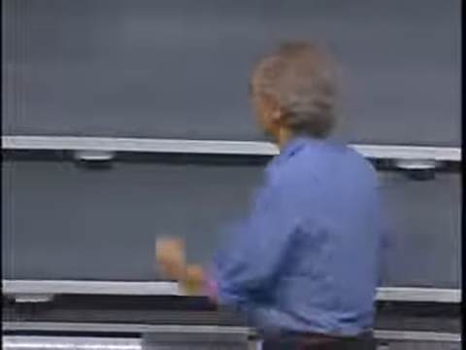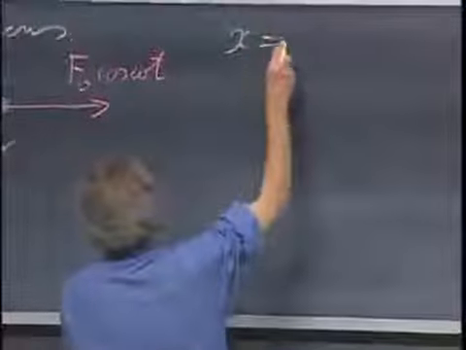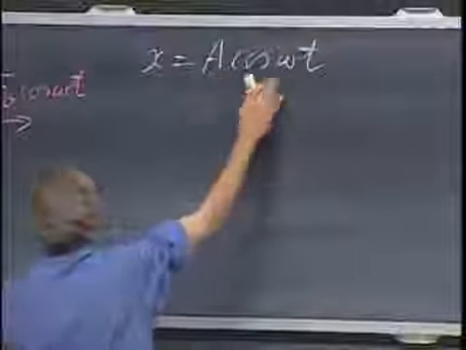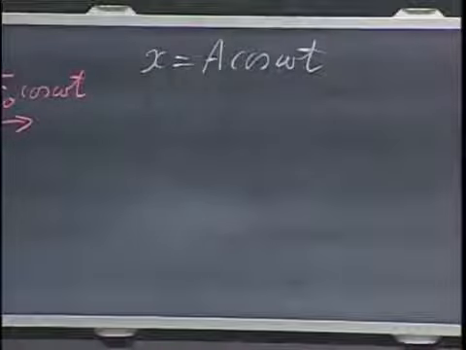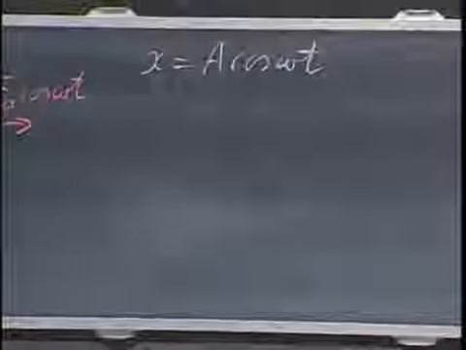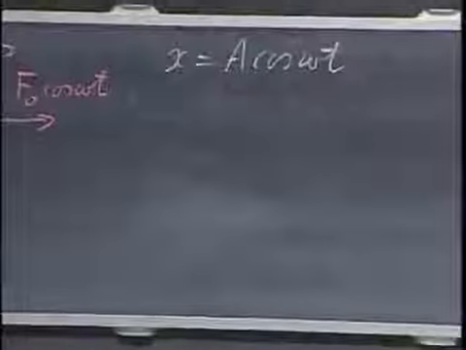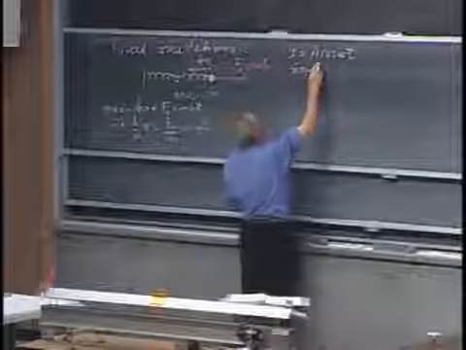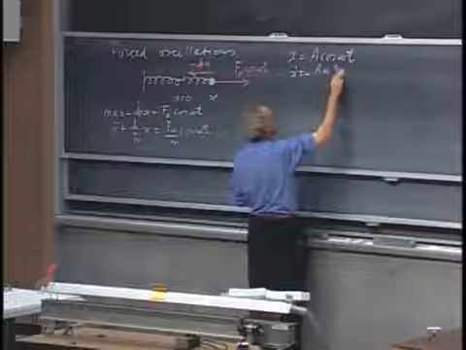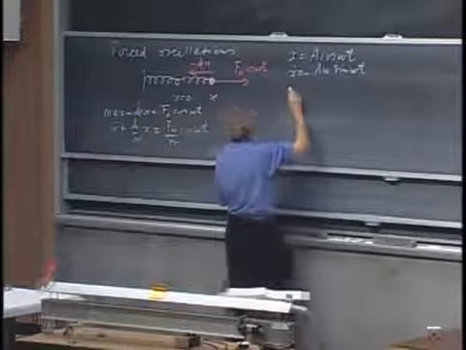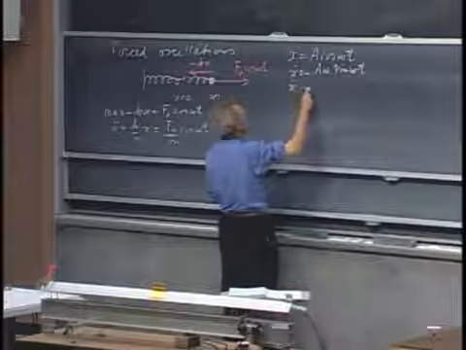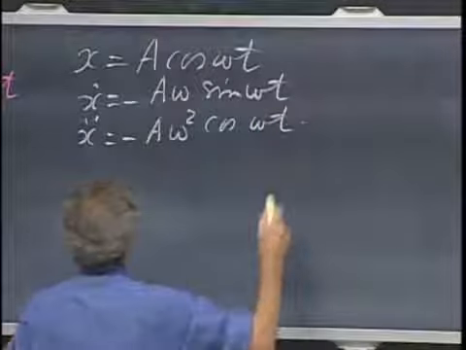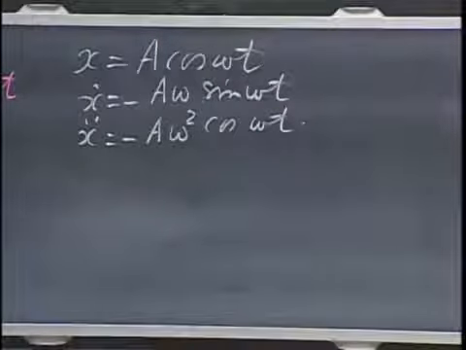So in the steady state, the object somehow must have a frequency which is the same as the driver, and it has some amplitude A. And I want to evaluate with you that amplitude A. So this is my trial function that I'm going to put into this differential equation. x dot equals minus A omega sine omega t. x double dot equals minus A omega squared cosine omega t. And so now I'm going to substitute that in here.